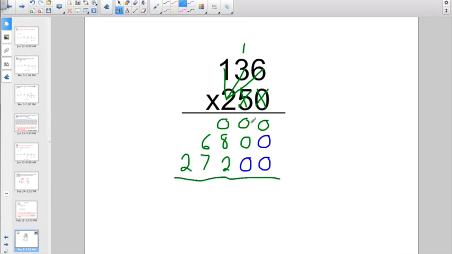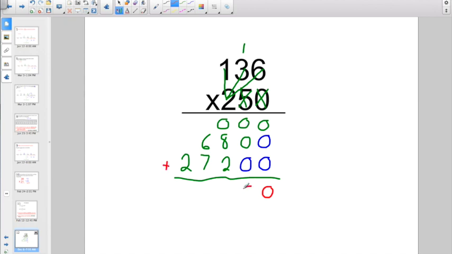Here is my answer when I multiplied by 0. Here's my answer when I multiplied by 50. Here's my answer when I multiplied by 200. The last step, just put those 3 answers and add them all together, right?